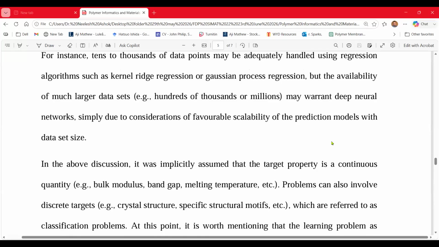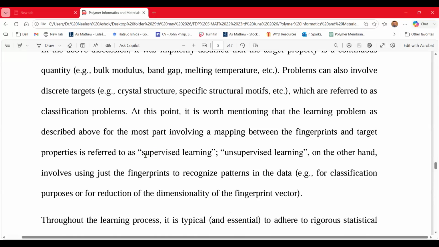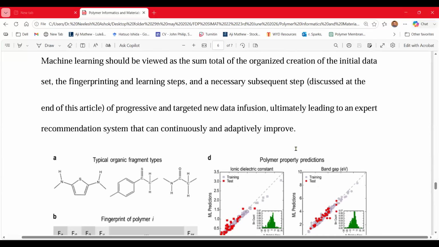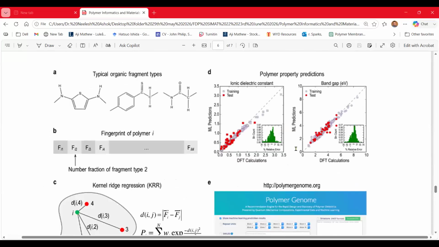So here we can see the target property. There are different types of target: supervised learning, unsupervised learning, etc. You can see what is happening, and this is the idea behind this. So: polymer property prediction, ML prediction, DFT calculation.